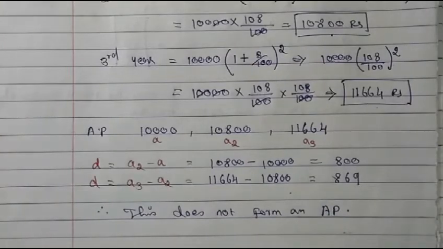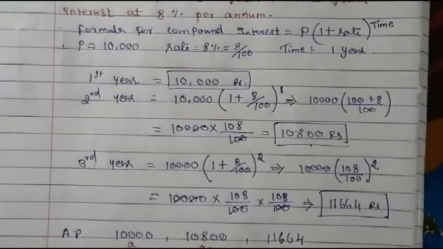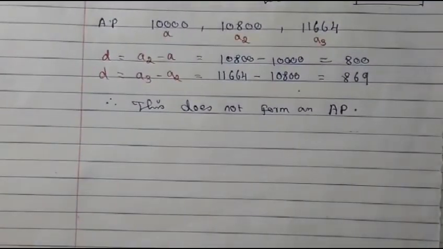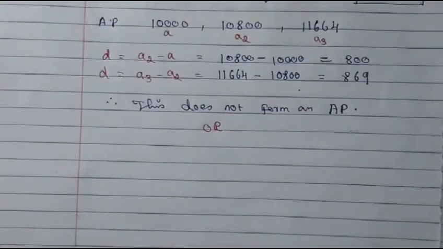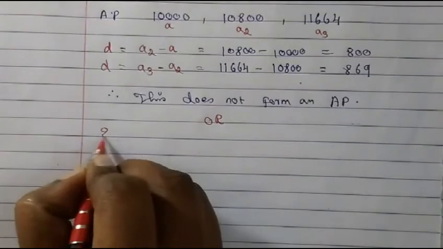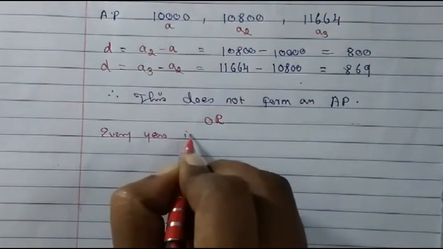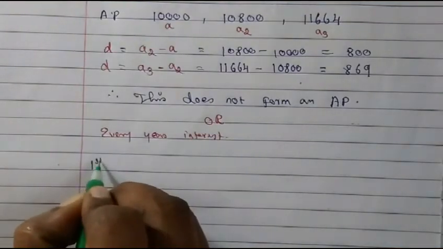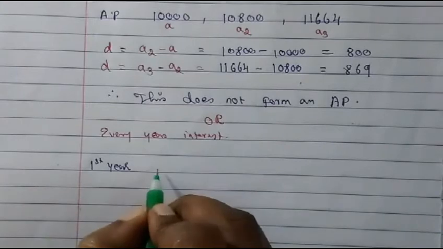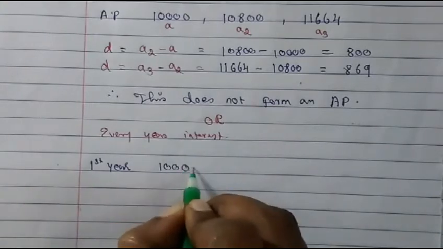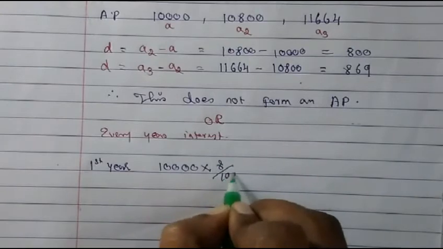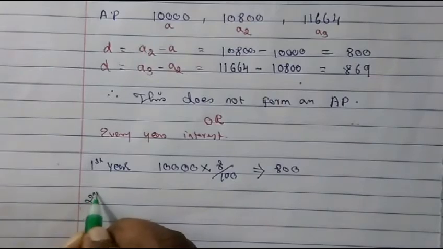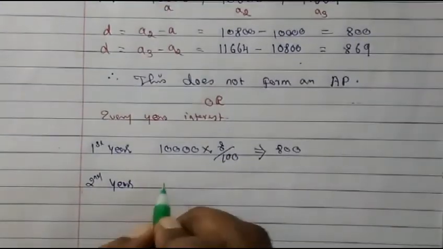Now there is another way you can do it. You can find out every year's interest and then add it with the principal amount. So the first year, how much interest will you have? 10,000 into 8 upon 100. So the interest will be 800.